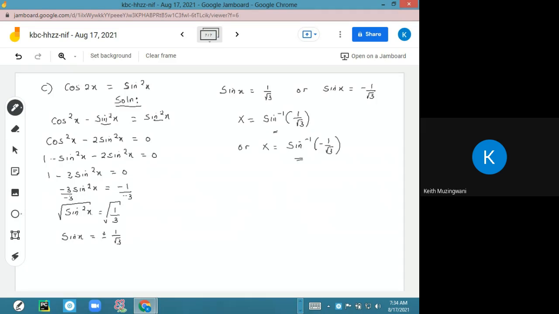Because these questions will be without a calculator, they only make sense if we have special angles related to the values obtained. No special angles, then they don't make sense.